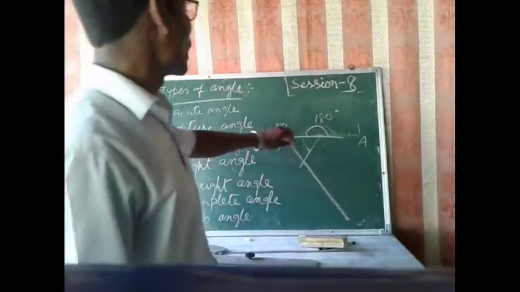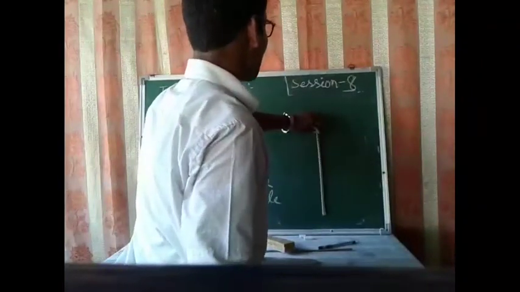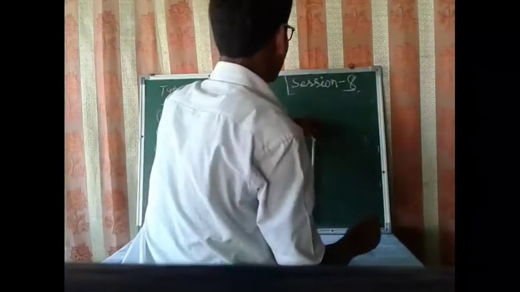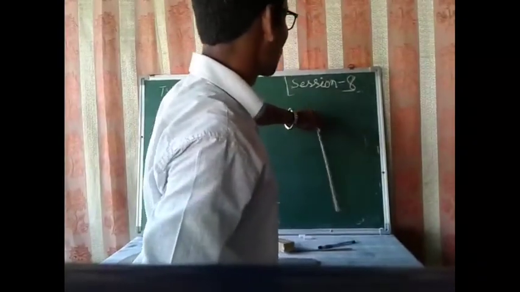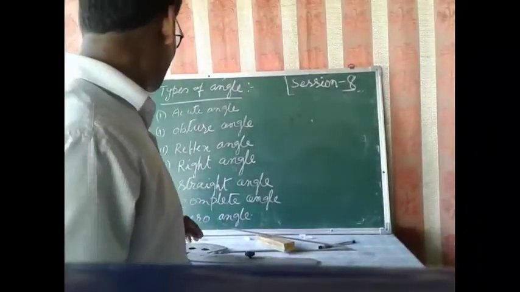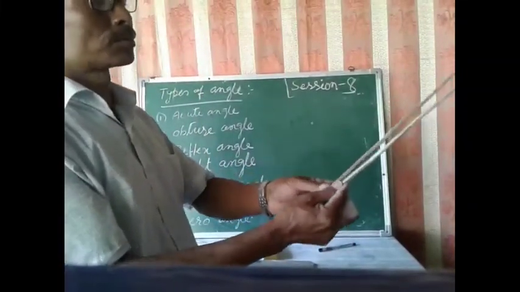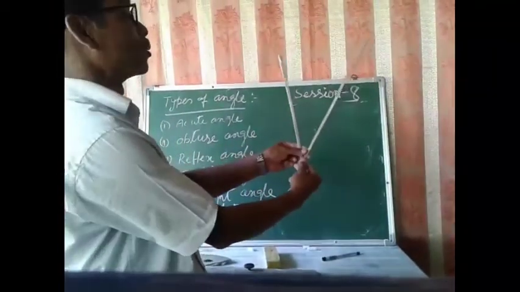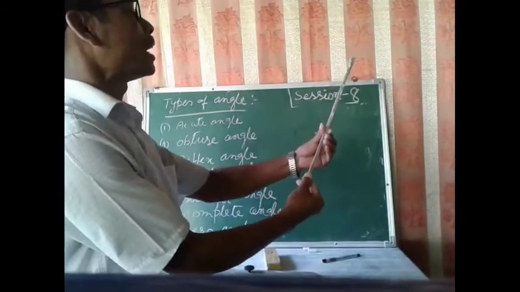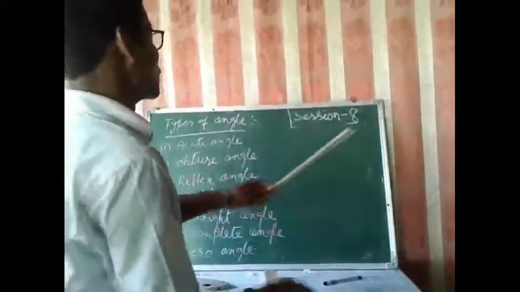What is a complete angle? When any pointer, any arm, any ray revolves around a point and completes one turn, that is called a complete angle. A complete angle means a 360 degree angle. When the two rays are fixed here, they form an angle. When they overlap each other, they have not made any angle. Therefore, this angle is known as a zero angle.